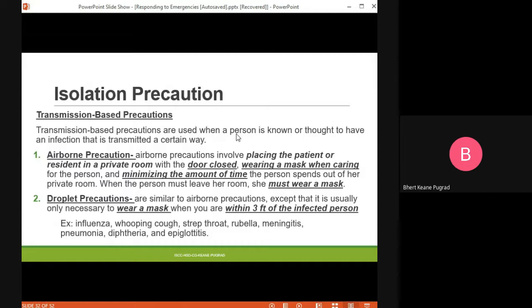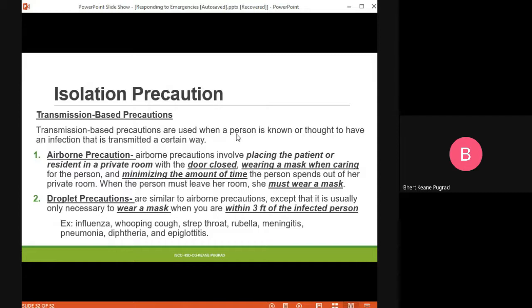Okay, so next, I think this is now the last, you have your isolation precaution. Aside from medical asepsis, surgical asepsis, and the use of protective barriers, importante din ang transmission-based precaution. Transmission-based precautions are used when a person is known or thought to have an infection that could be easily transmitted. So we have your airborne precaution, we have your droplet precaution, and many more.